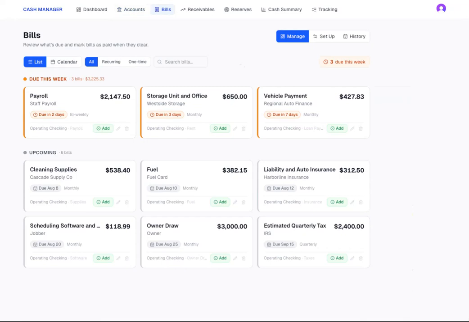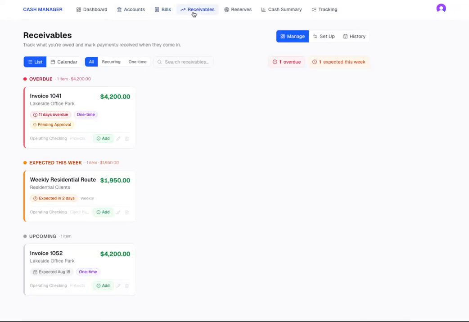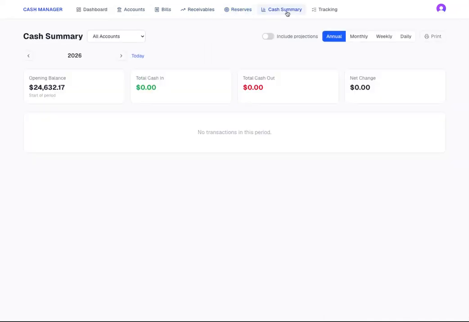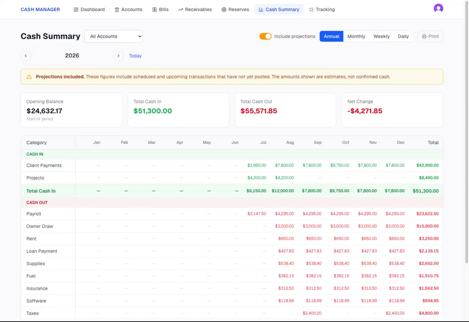Bills, the same, nothing's changed here since the 4 videos, as well as the receivables, and our reserves stay the same. Because we have not entered any transactions for any of our accounts in the past, we just entered our opening balance. That's all we're going to see in the cash summary. But what we can see is what our projected amounts are going to be. Because we entered in recurring bills and recurring receivables, which is the money we're planning to receive as payments, we can see what our cash impact will be based off of that information alone.